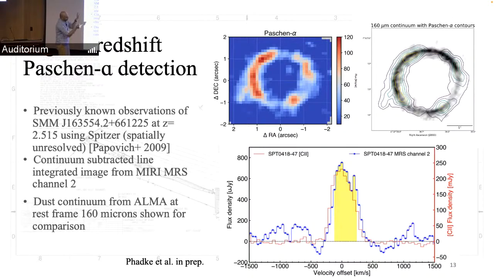So there's a lot of stuff going on, and we probably need source plane modeling to actually understand what's happening in the source. That's a spectrum, line continuum subtracted, and I've just overlaid C+, which is another star formation rate indicator from ALMA, and the line width matches pretty well.